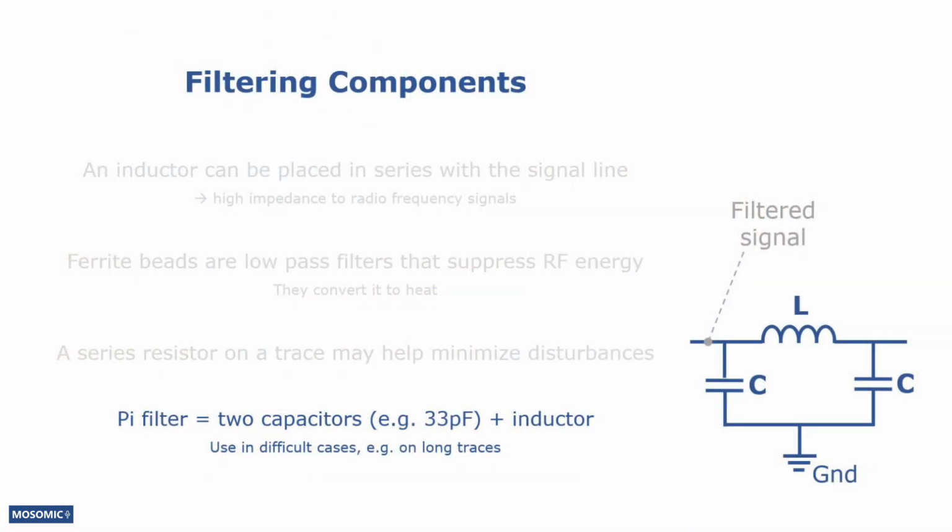There are also more complicated filters, such as the pi filter. It consists of 2 capacitors and an inductor, as you can see here. Well-designed pi filters are more effective than simple capacitors or inductors, so they should be used in more problematic cases, for example on long traces. A good starting point for the capacitance value is 33 picofarads. It can be varied based on how effectively the filter works.